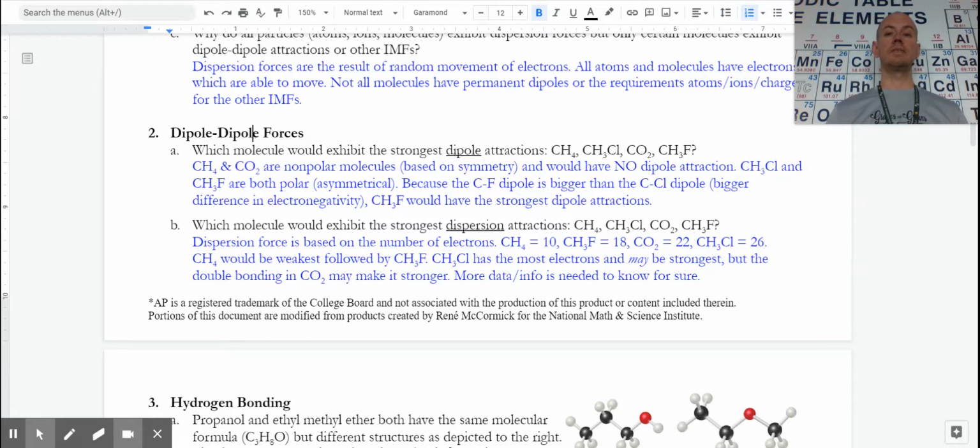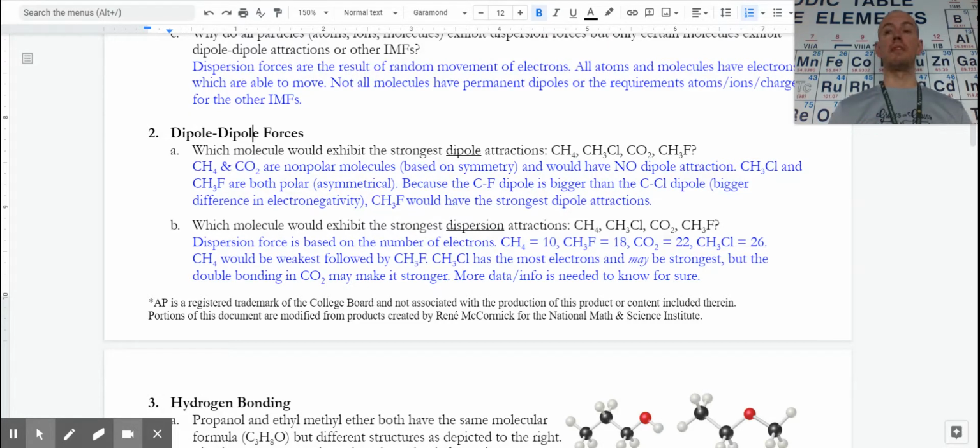CH3Cl and CH3F are both polar. We've got our carbon in the middle, and even though there are 3 nonpolar bonds to the hydrogen, the chlorine or fluorine attached to that does have a large enough electronegativity difference to make a polar bond. Therefore, the molecule as a whole is asymmetrical. The C to F dipole is a greater dipole than the C to Cl. For that, you would need to know exact electronegativity differences.